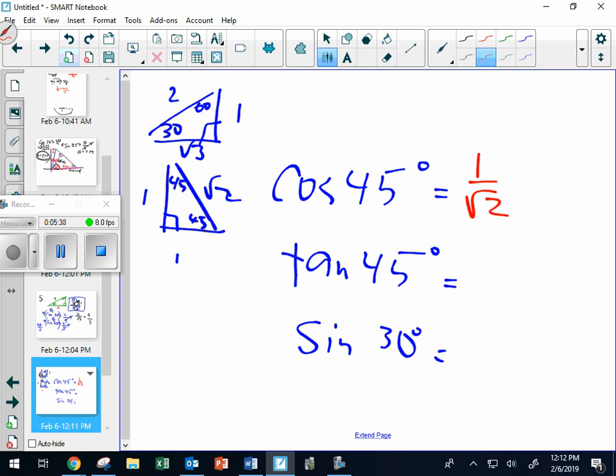I got 1. Explain yourself. So I did the opposite. Okay. Did you use the top or the bottom one? Because it doesn't matter, but. Okay. And you did what over what? 1 over 1. Yeah. Very good.